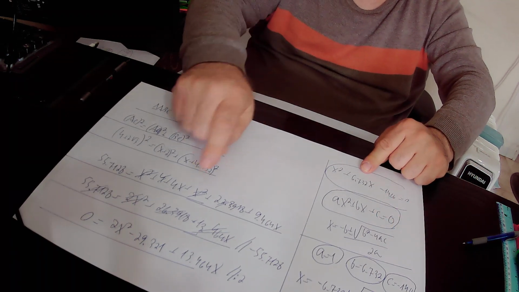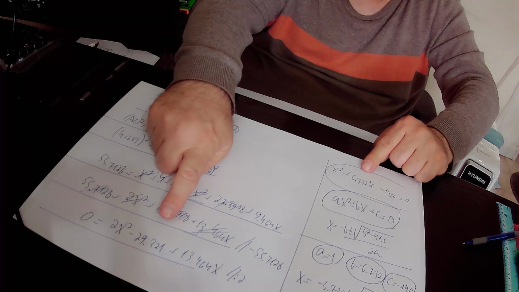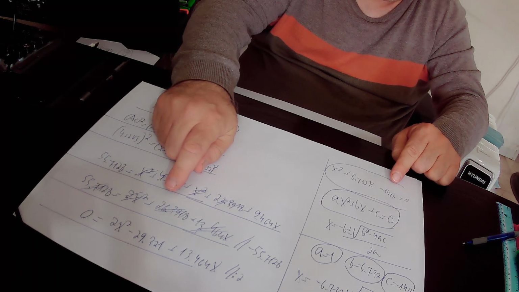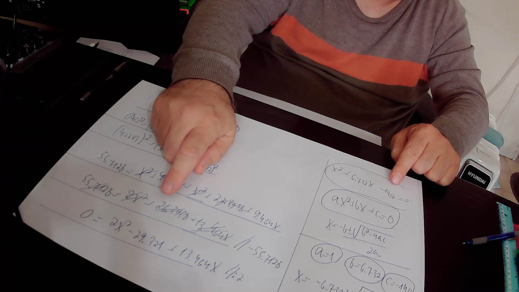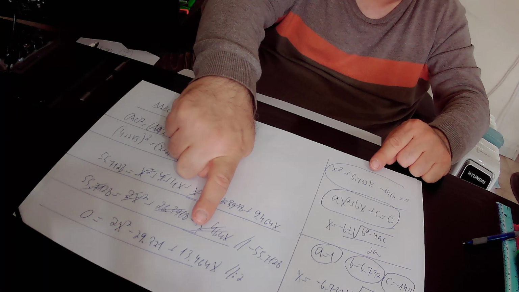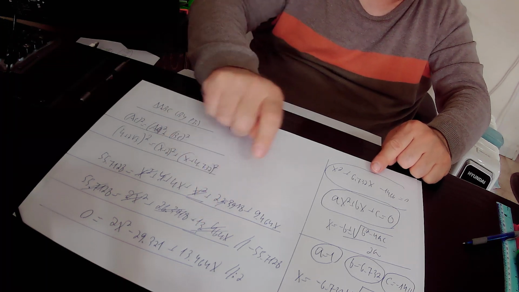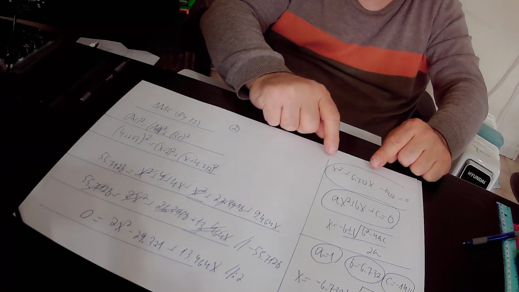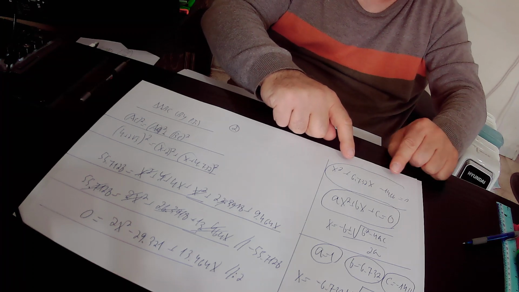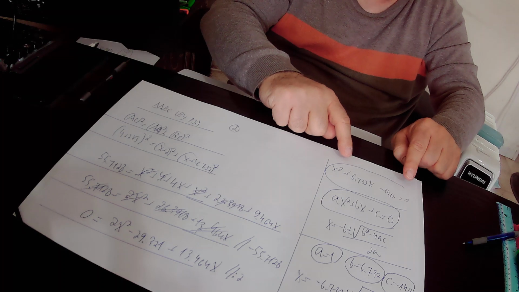equals, 29.321 over 2 is minus 14.66, and 13.464x over 2 is 6.732x. So in conclusion, we found that x squared plus 6.732x minus 14.66 equals 0.